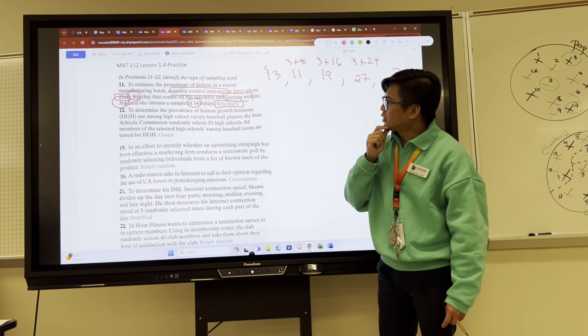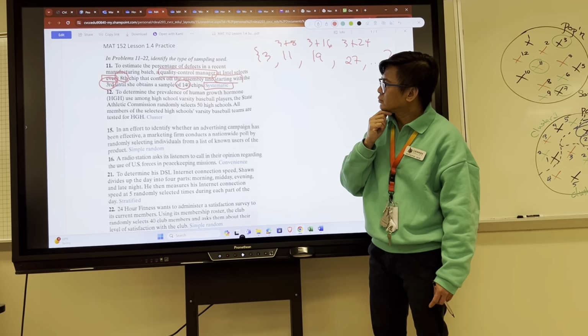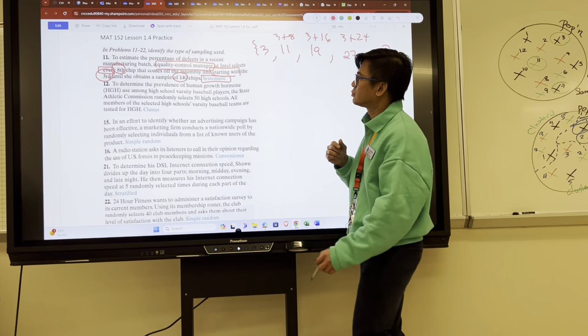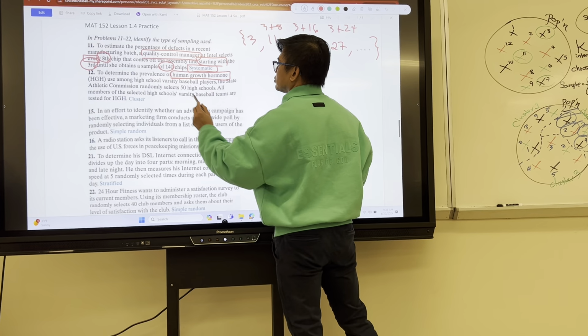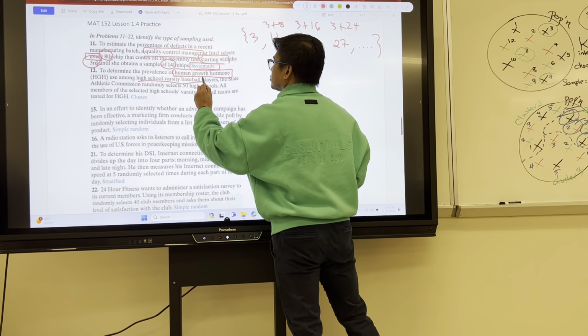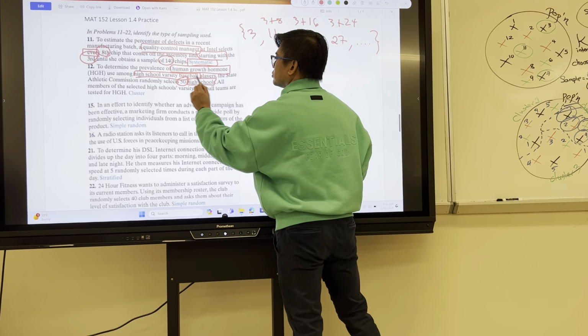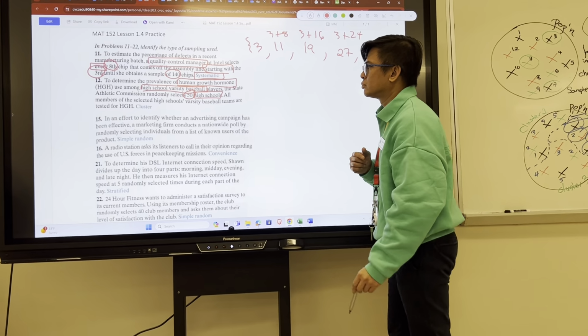Let's read number 12, all right? Venus, let's see, number 12. To determine the prevalence of human growth hormone (HGH) used among high school varsity baseball players, the State Athletic Commission randomly selects 50 high schools. All members of the selected high schools' varsity baseball teams are tested for HGH.